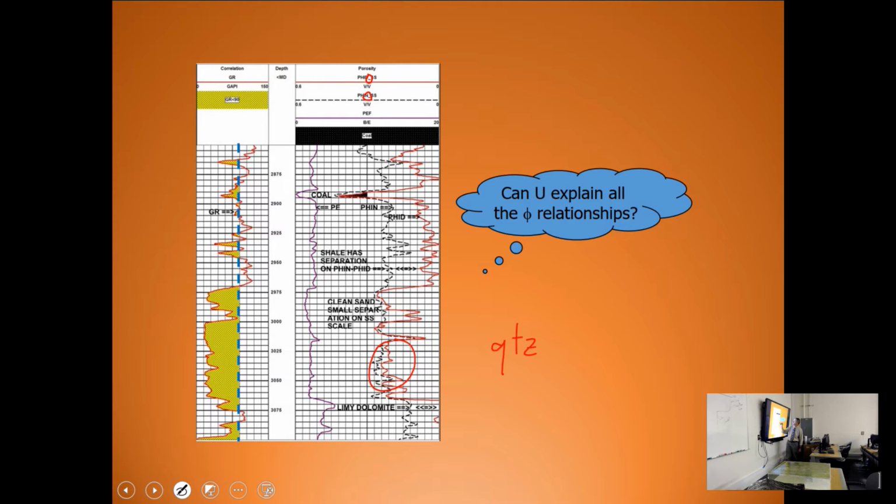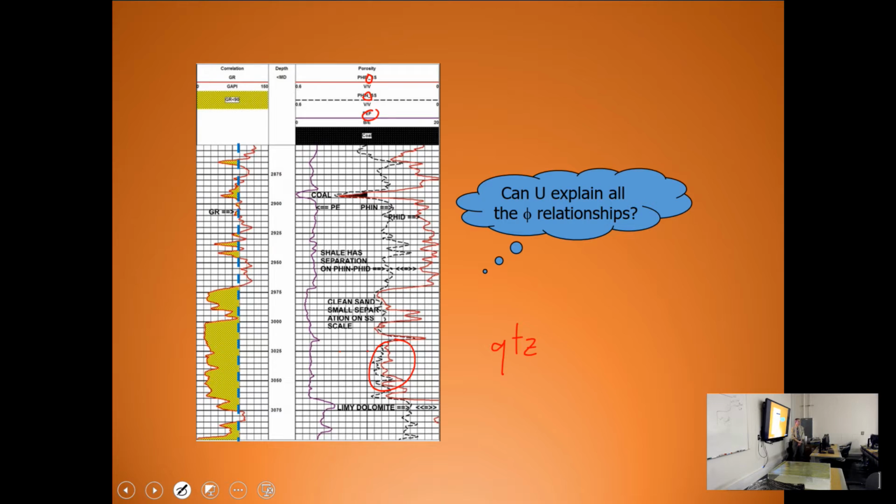So I've got this purple curve. What's that? PEF. PE stands for barns per electron. Okay, and here's 10. So if this is 10, what's this number here? 1, 2, 3, 4, 5, 6, 7, 8, 9, 10. So it's sort of 2-ish. So the PE is about 2.